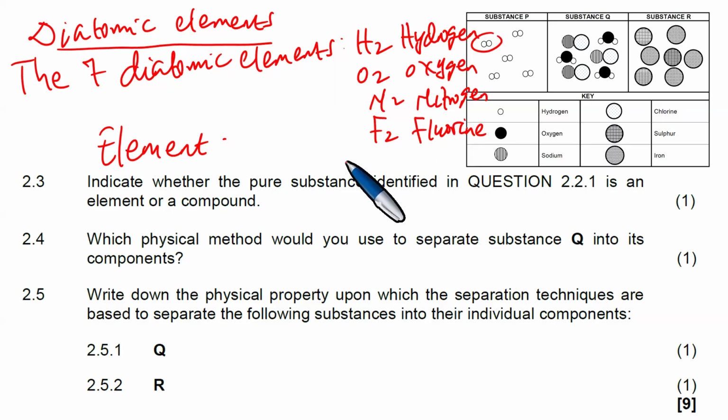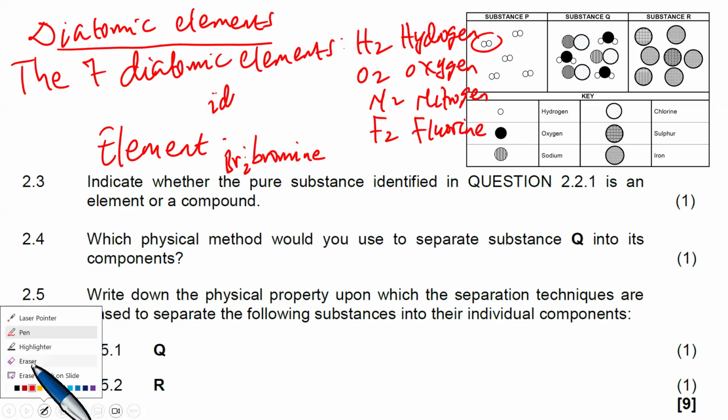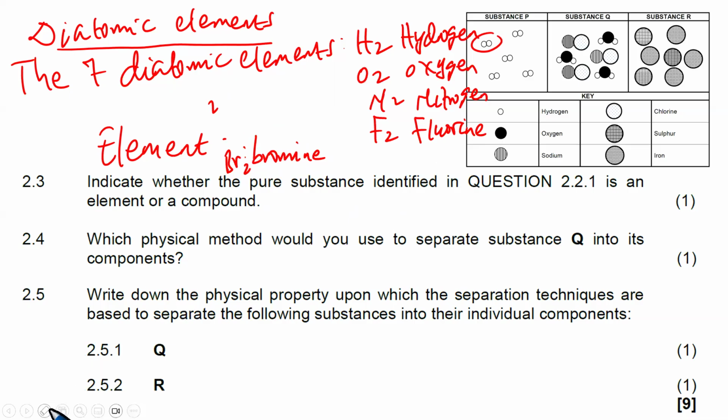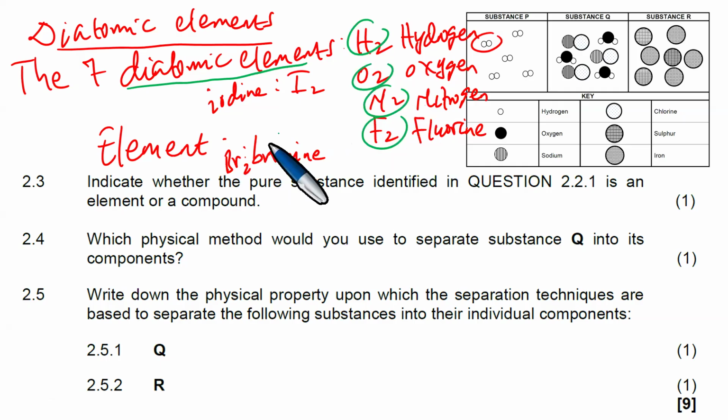Fluorine is diatomic, and we also have bromine, which is Br2, also diatomic, and then we also have our friend iodine, also diatomic. So obviously we're just mentioning the 7 diatomic elements: H2, O2, N2, F2, Cl2, iodine, Br2.